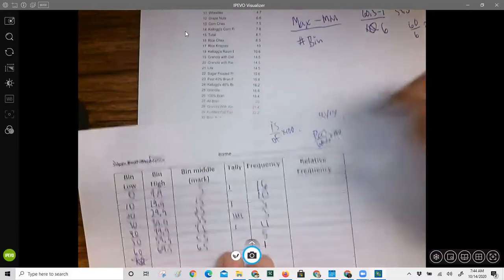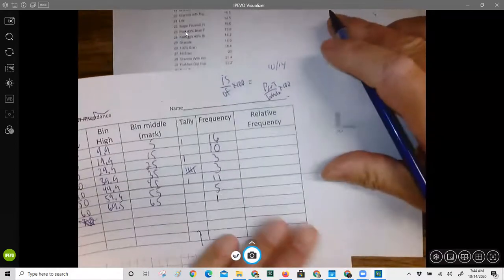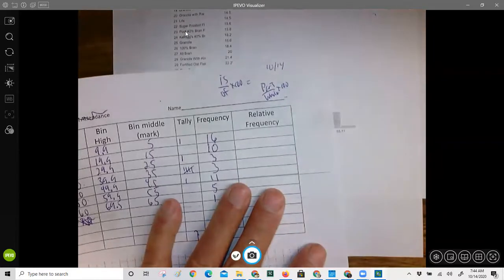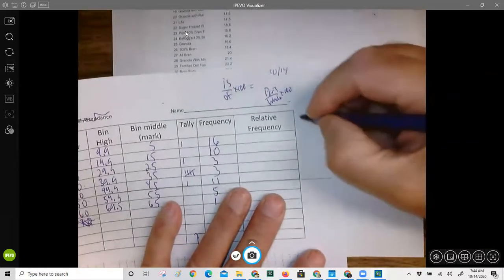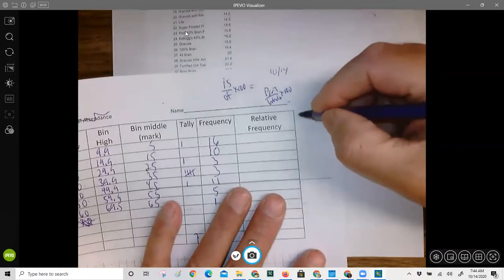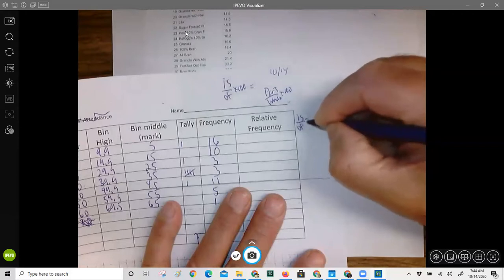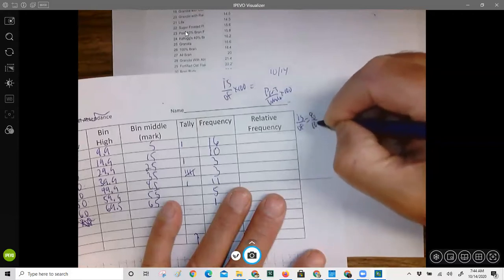times 100. You've also, Mrs. Hatch or Mrs. Wozni, if you had Mrs. Wozni in 7th grade, or Mrs. Sutherland, if you're watching this in the future, they might have taught you this, the is over the of equals percent over 100. It's all the same calculation.